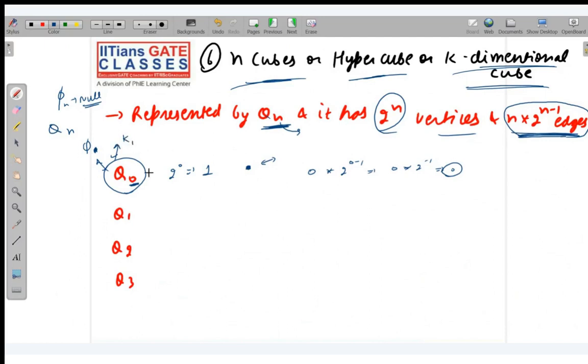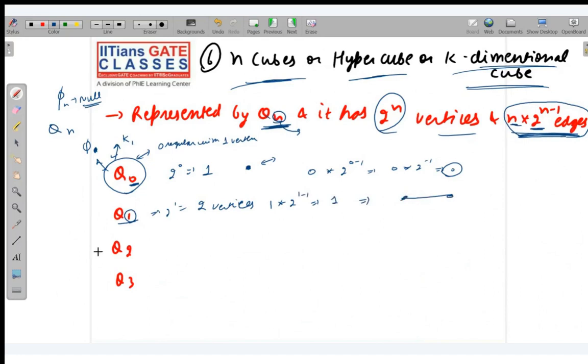Okay, and it will be same as 0 regular with one vertex. Now Q of 1. Q of 1 will be having 2 power 1, that is 2 vertices. And how many edges? 1 into 2 power 1 minus 1. See, for Q of n, you are having n into 2 power n minus 1 edges, na? So 1 into 2 power 1 minus 1, that means 1 edge. So 2 vertices, 1 edge, it will be like this.